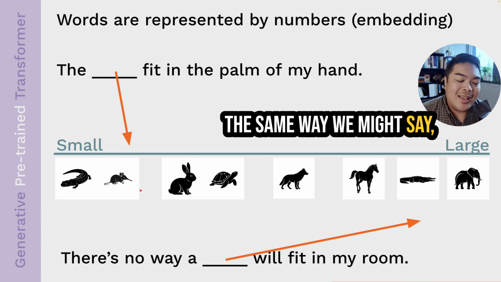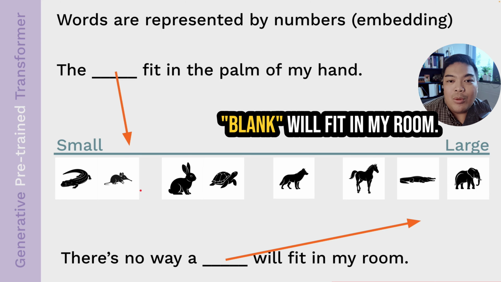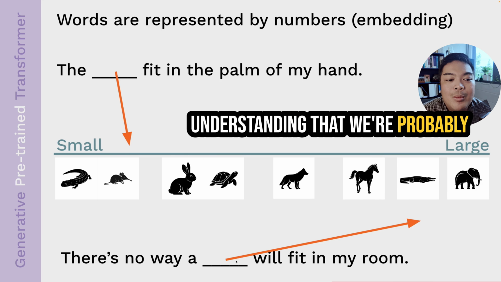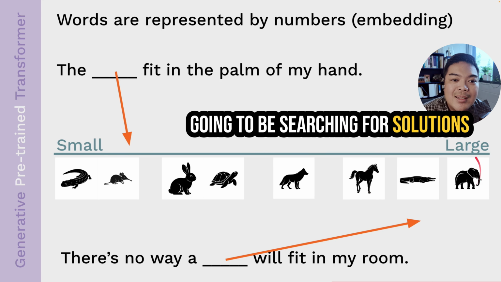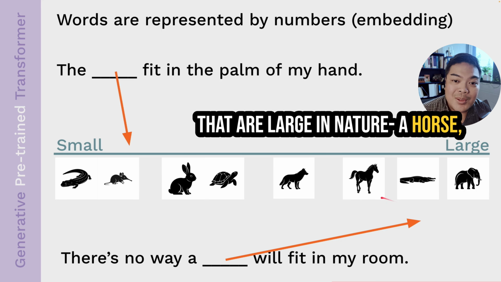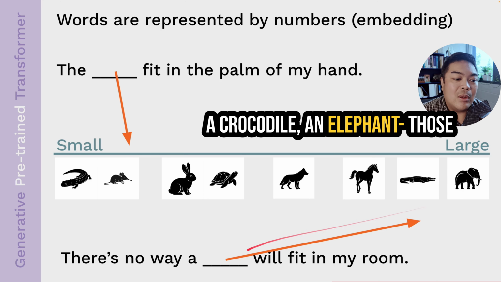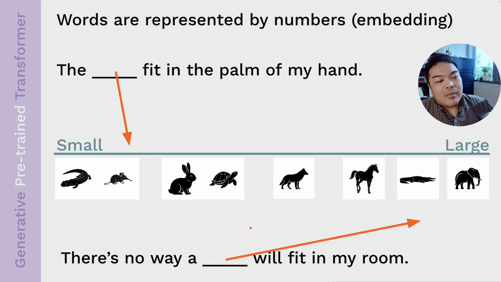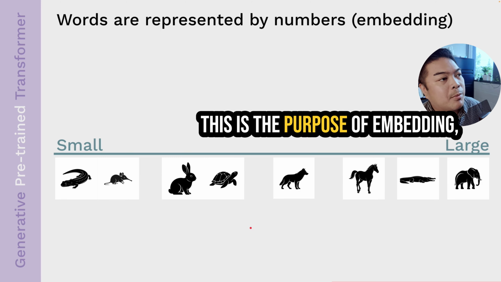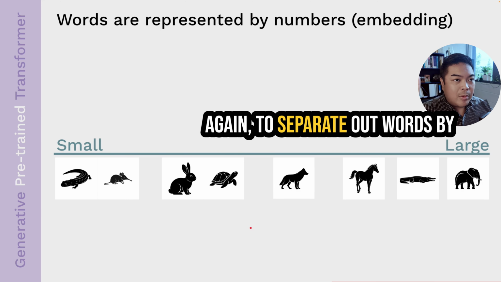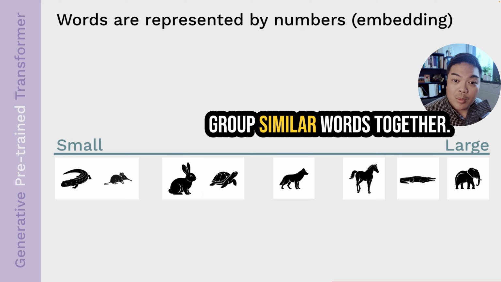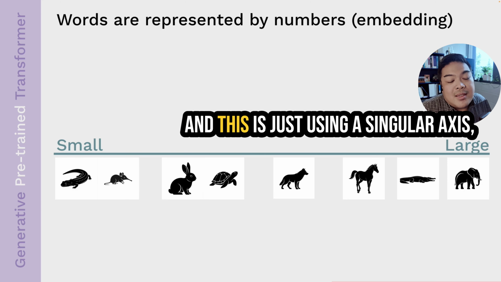The same way we might say, well, there's no way that a blank will fit in my room. Again, there's contextual understanding that we're probably going to be searching for solutions that are large in nature. A horse, a crocodile, an elephant, those would all be great candidates for what would fit in that blank. And so this is great. This is the purpose of embedding, again, to separate out words by their understanding, but also to group similar words together. And this is just using a singular axis.